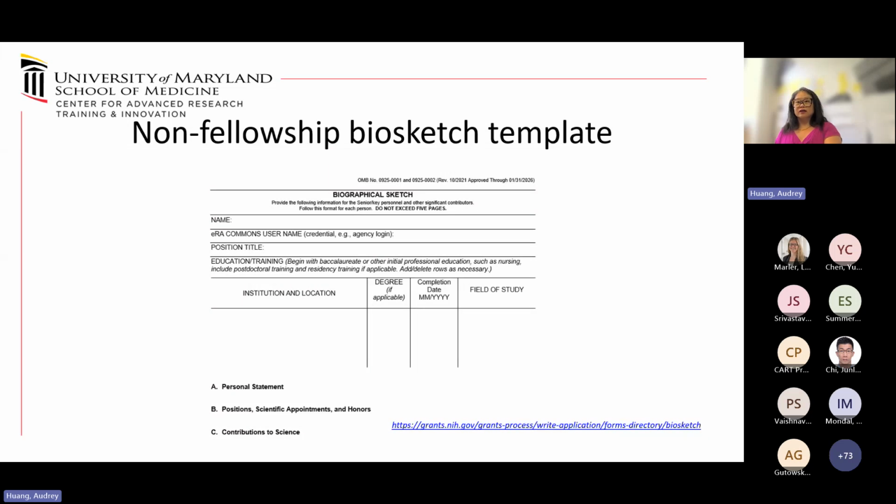So this is what it looks like. It's just a blank piece of paper and this on top. You fill in your name. You have to have your eRA Commons ID, your position, your training, and then your institute and location. There's 3 sections below that I'll talk about in a bit. Those are free form.